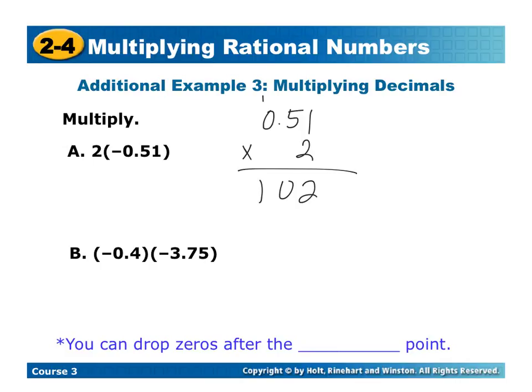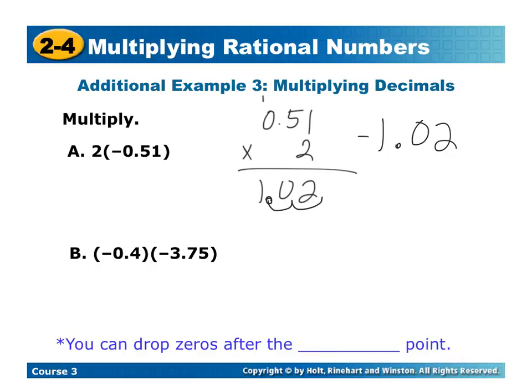Now to determine where the decimal point goes, I'm simply going to count the number of digits that are behind the decimal point. In this case we have the 1 and the 5 in our factors. There's 2. So in my answer there's going to be 2 digits behind the decimal point, so it's going to go right there. Our final answer is going to be 1 and 2 hundredths. Because it's a positive times a negative, it's a negative 1 and 2 hundredths.